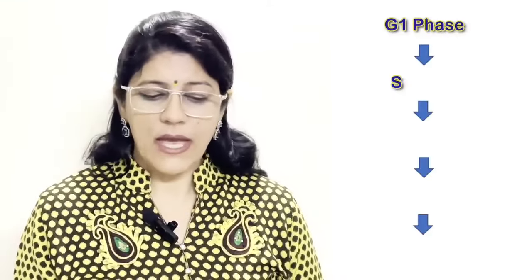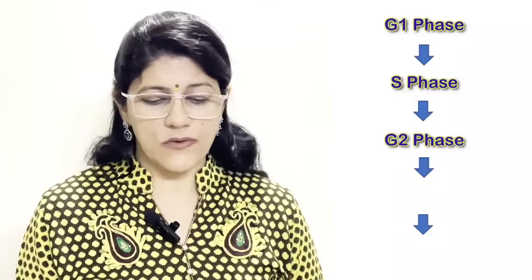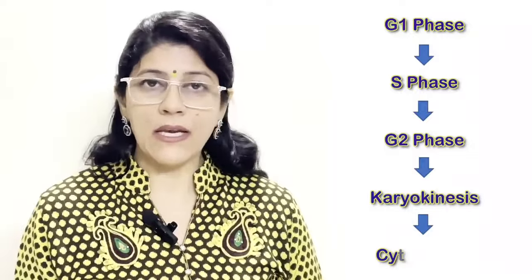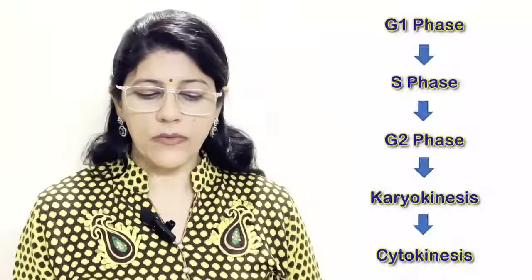Next is karyokinesis, S phase, cytokinesis, G1 phase and G2 phase. So starting with G1 phase, S phase, G2 phase, karyokinesis and then cytokinesis.